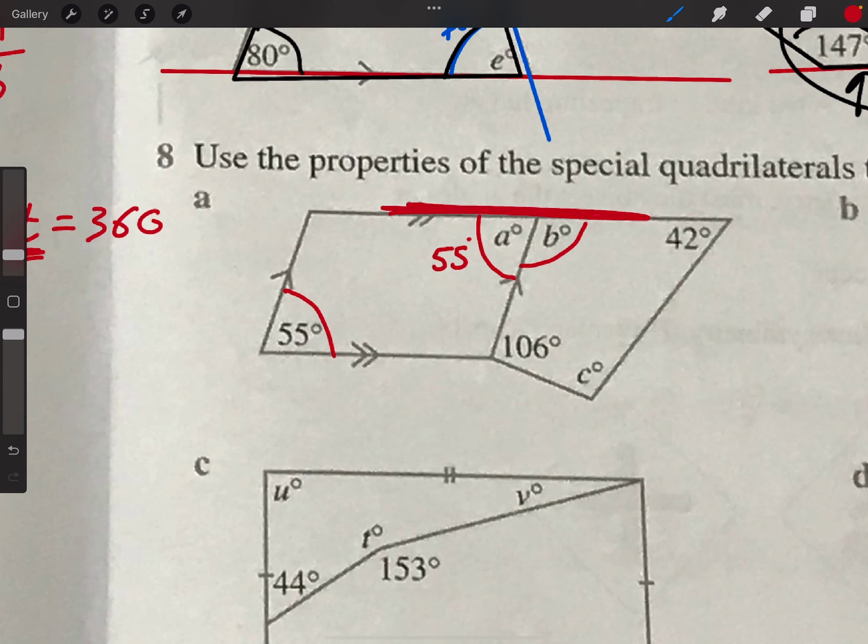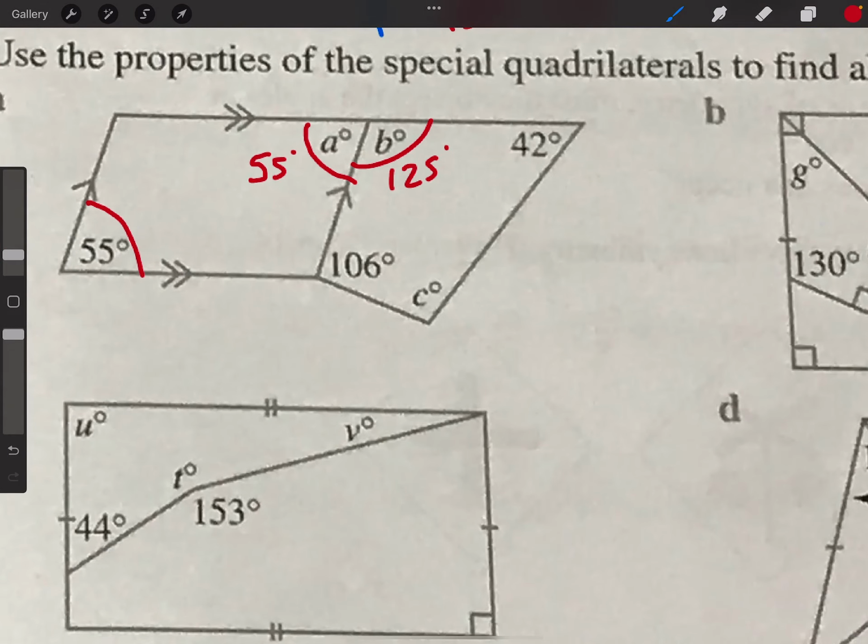So the angle A plus the angle B makes a straight line, and a straight line is always 180 degrees. So we know that we have angle A already. This is 55 degrees. Now angle B, 55 plus what gives me 180? Well, we just do 180 take away 55 degrees, and that's going to give you 125 degrees.